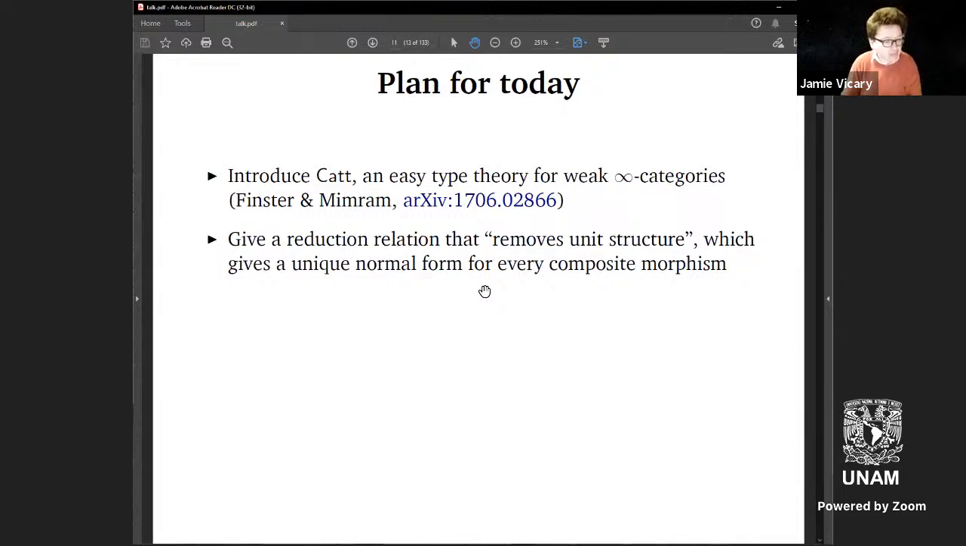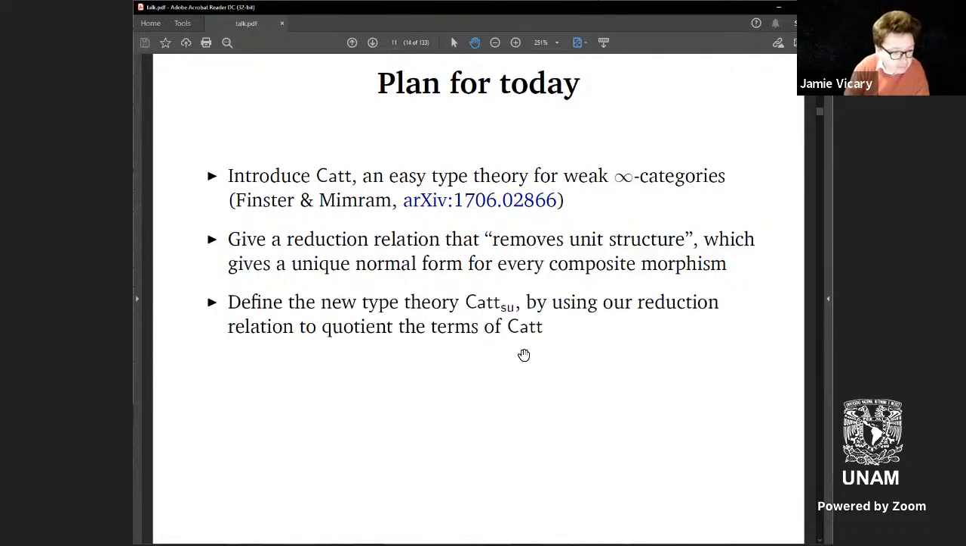Then we're going to explain how to take expressions in this type theory. Expressions in this type theory are going to represent composite morphisms. And then we're going to show how to simplify these expressions to represent the corresponding strictly unital morphisms, where we've removed all the unit structure from our composites. Then we're going to define a new type theory, Catt-SU. Catt is categorical type theory, so this is the type theory for strictly unital categories. This gives us a nice type theory for strictly unital categories.